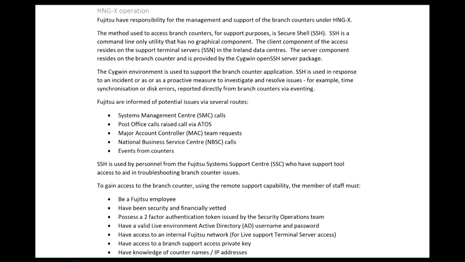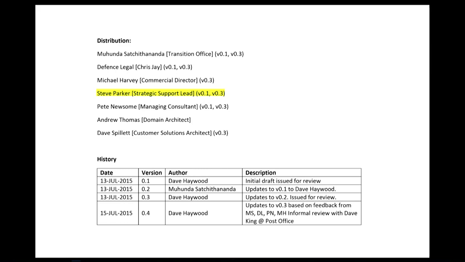And just going back to page one, and looking back at the distribution list, the second person to whom the document is said to have been distributed was Chris J, who is described as defence legal. Can you remember who that was? And what defence legal was? I remember there was a period when there was some sort of legal oversight going on. I mean, Chris J was part of the Fujitsu legal department, as I remember it. I can't remember when his involvement started or why his involvement wasn't there.